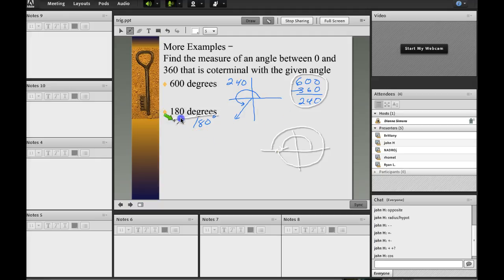Okay, we're going to start out with 180 degrees. We're going to subtract 360. What do we get? Negative 180. So if we're going this way for our positive, this way is for our negative. Make sense? Yes? Good.